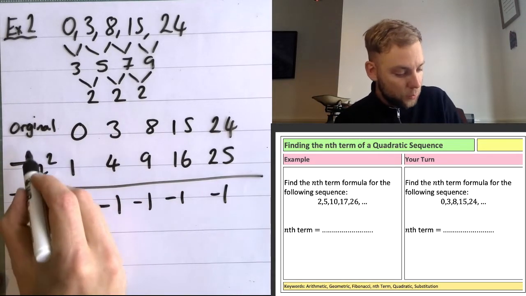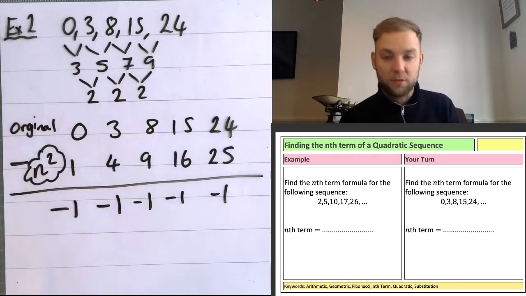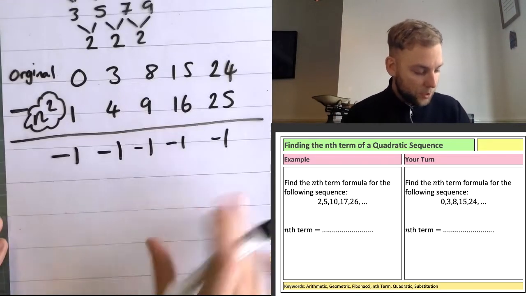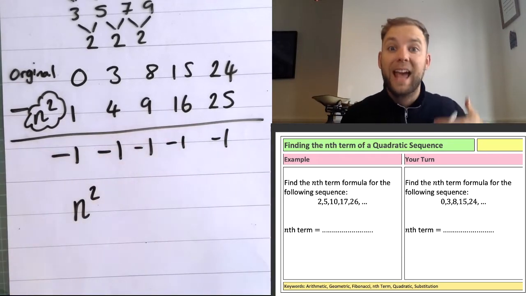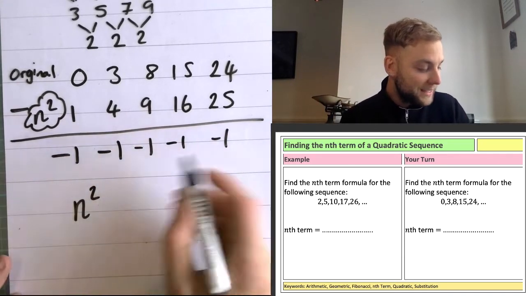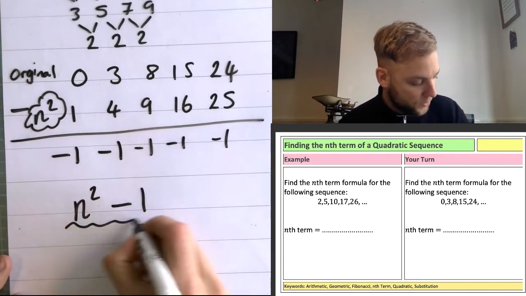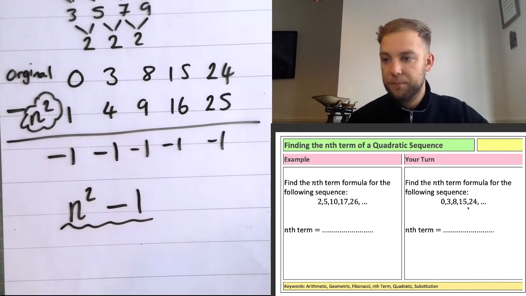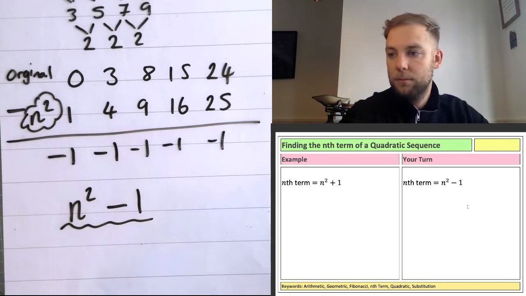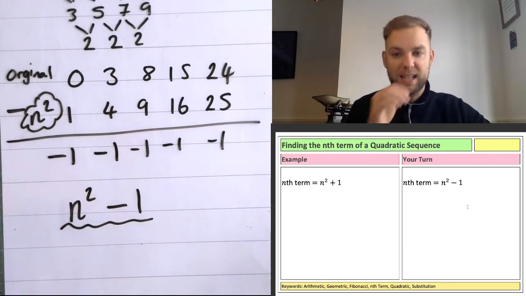So I knew that it was n squared, like so. So I'm going to write down n squared. And then what's left over if I've taken that away from my original one? Well, in this case, it's minus 1. So it's n squared minus 1. So let's just check those two answers. N squared plus 1 and n squared minus 1.